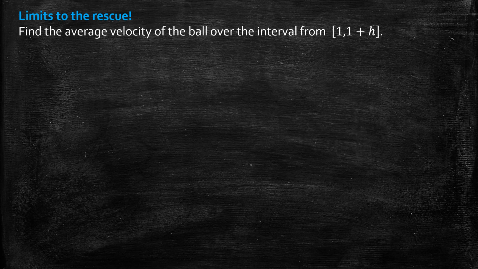It's on this slide that the magic of calculus is about to happen. Limits to the rescue. We're going to get clever here and find the average velocity of the ball over an interval from 1 to, well, what's that? 1 plus h? Think of h as a tiny little amount. In the last slide, we made h 0.001. It's pretty precise. If we could make h as small as possible, that would be very helpful.